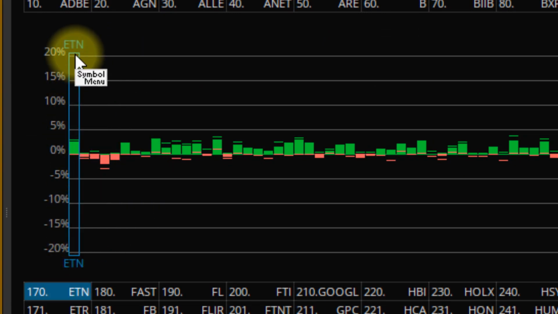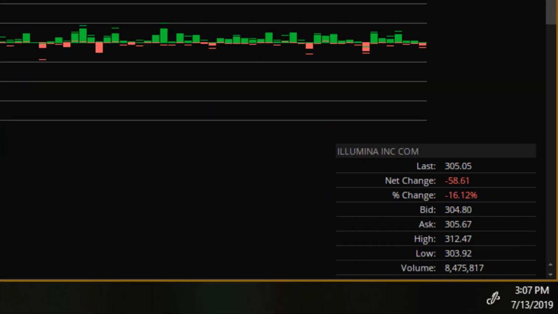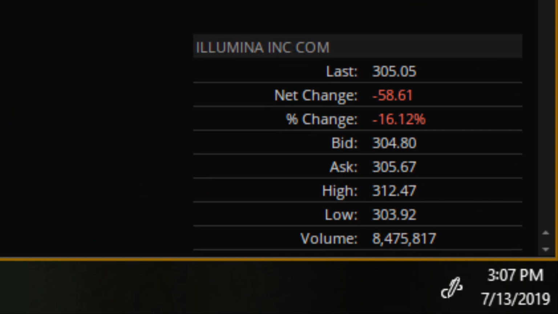Why is that? Well, it just so happened that one of the stocks on this page had a really big day, whether up or down, and it changes the scale. So you can see the one right there is Illumina, which was the same stock we saw on the heat maps. Down over here, you can see it was $305, down 58 bucks, or about 16%.